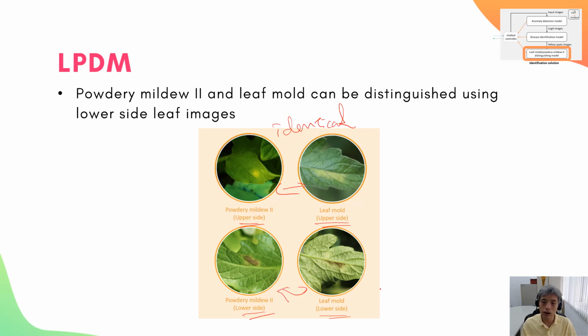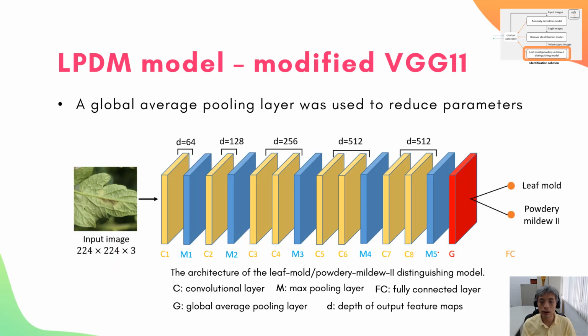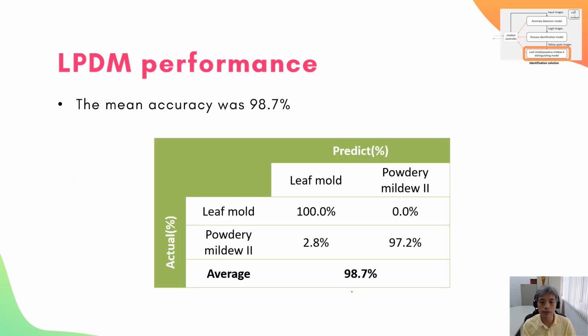So with this model, if we detect that the disease is either powdery mildew 2 or leaf mold, the live chatbot will ask the farmer to turn over the leaf and provide an image of the lower side of the leaf, and we do another classification. So this is how this LPDM works. Here are the training images, and this is the model that we use on this LPDM, and here we can see the results. The accuracy is 98%.